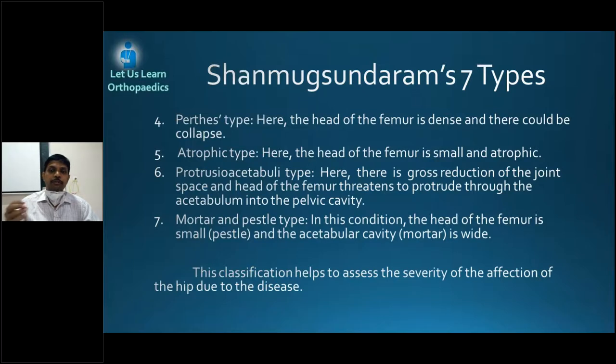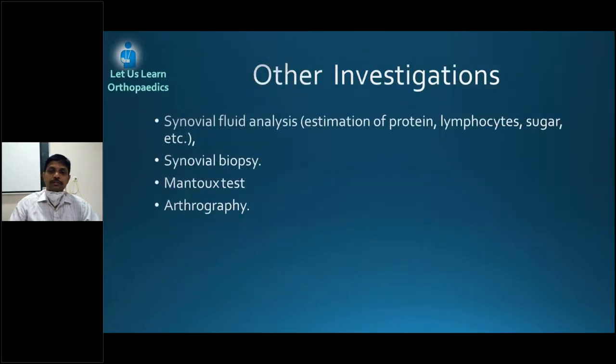And protrusion type, the femoral head goes inside, tries to grow into the lesser pelvic cavity because of medial protrusion of the head, because of the destruction of the joint space as well as the floor of the acetabulum. And the mortar and pestle type, the head of the femur is small like a pestle and the acetabular cavity is wide like a mortar. So these are all Shanmugasundaram's radiological classifications of the seven pathological hips in TB, which are very important, and you should know the names and the diagrams of those seven types.